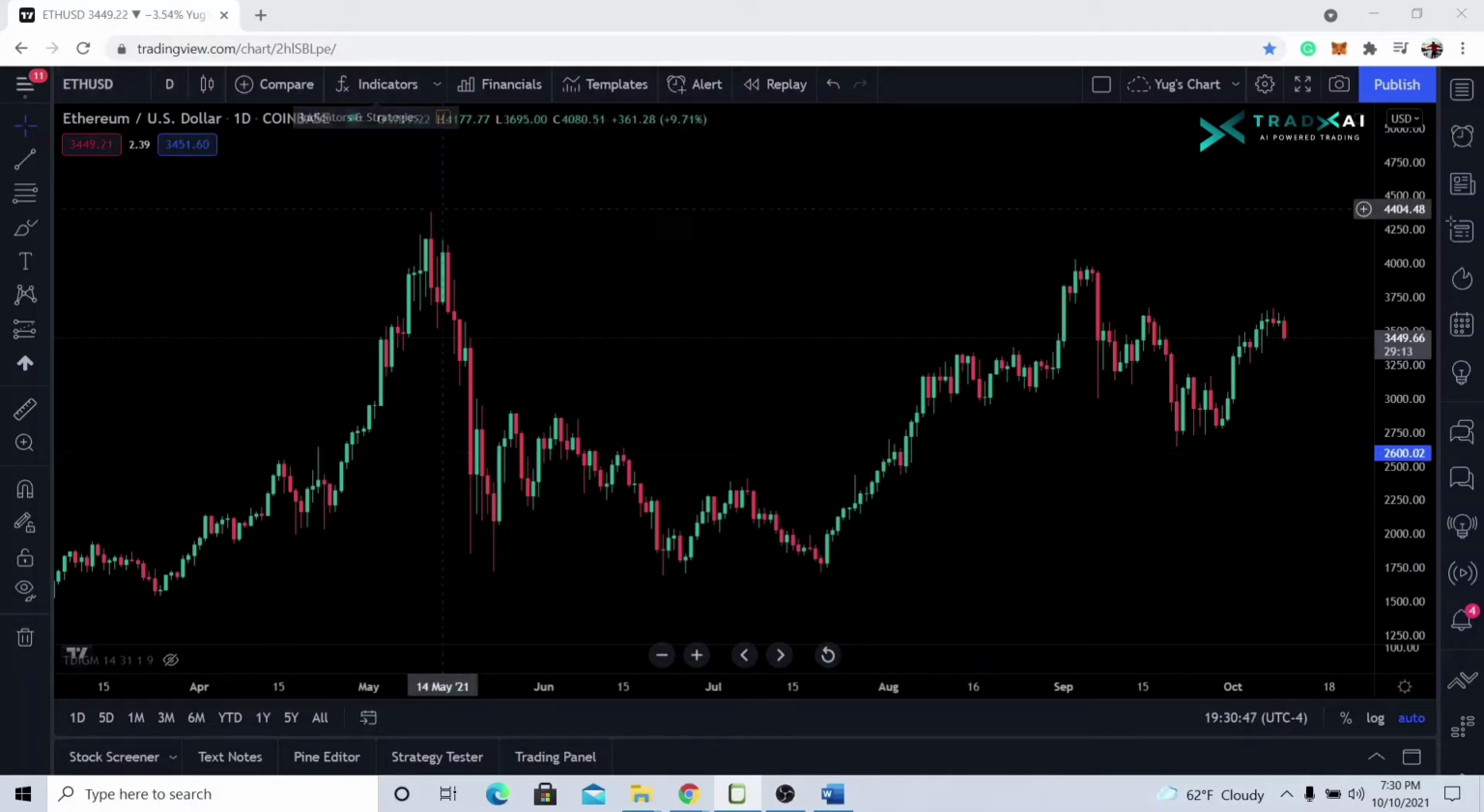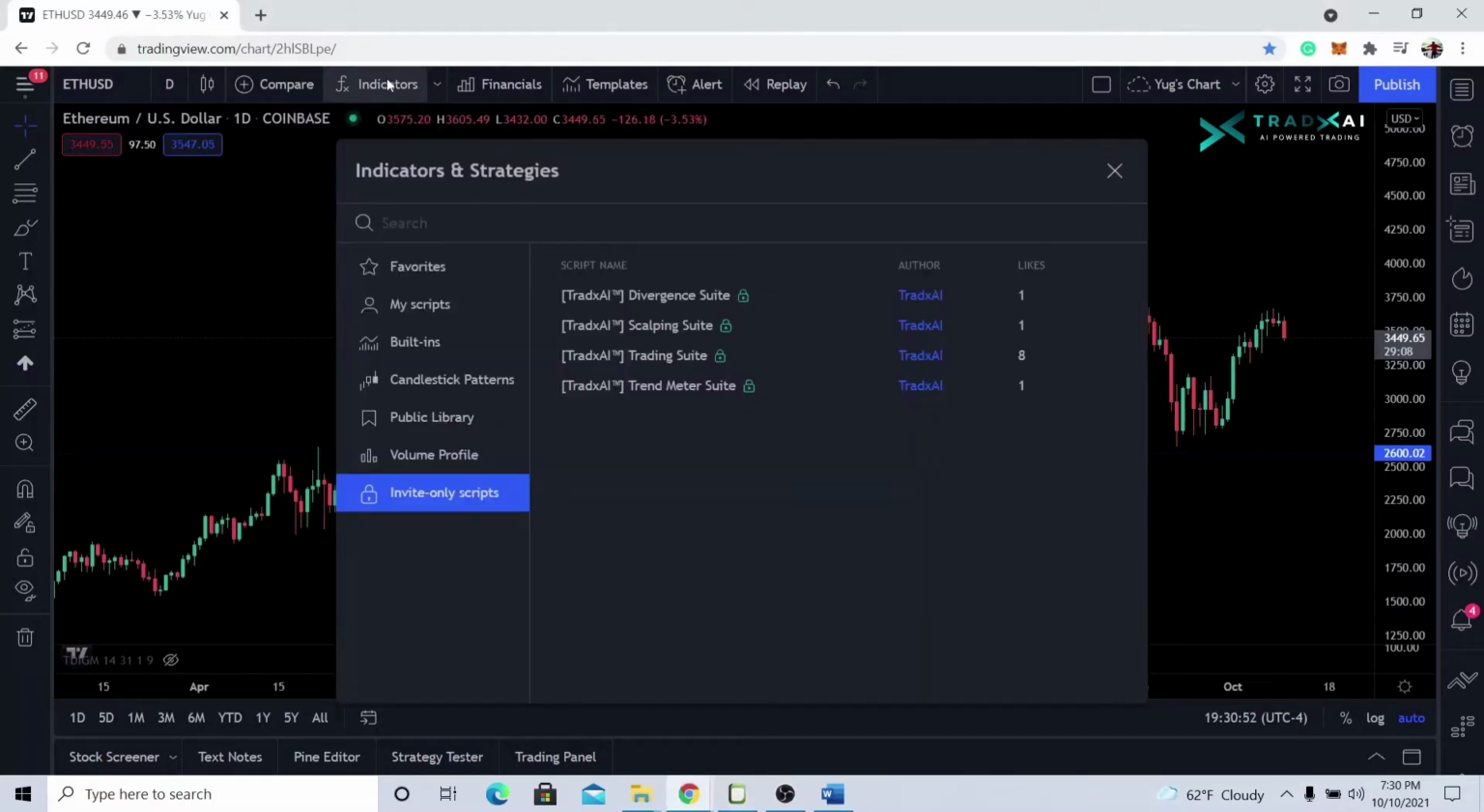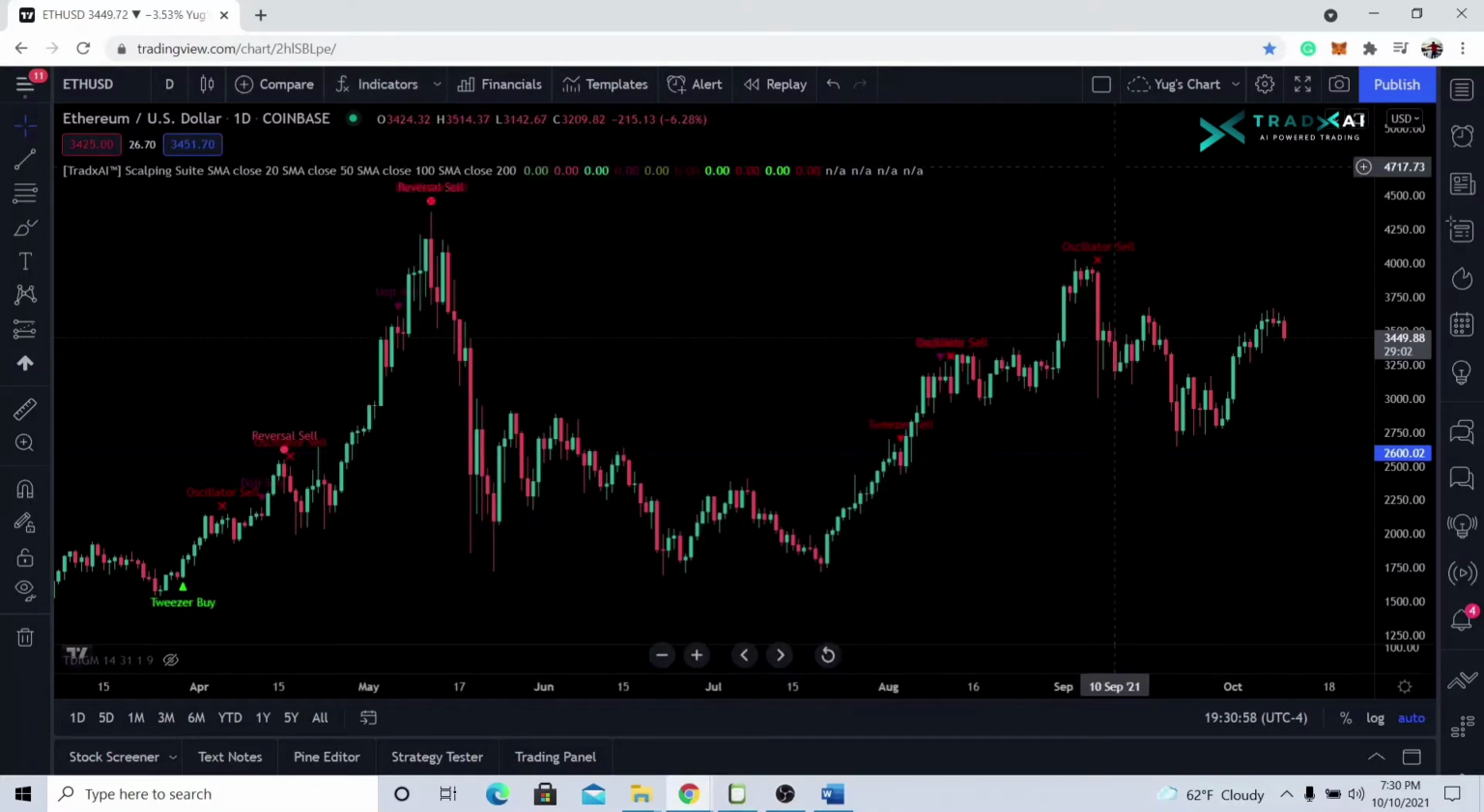To add the DOJI Scalper to your charts, go to the FX Indicators button, click on Invite Only Scripts, then click on TRADxAI Scalping Suite. Now that we have the DOJI Scalper on the charts, let's learn about it.